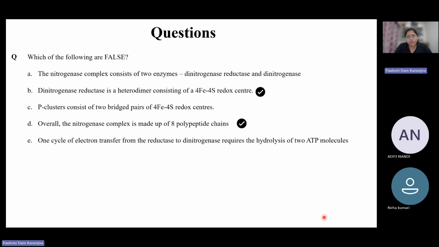Okay, the first one is true, as we have already established that the nitrogenase complex consists of two enzymes, dinitrogenase reductase and dinitrogenase. That is correct. Now, B says dinitrogenase reductase is a heterodimer consisting of 4Fe, 4S redox center. When you look into the notes, you will see a line saying the dinitrogenase reductase, that is what the question is about. The dinitrogenase reductase is a dimer of two identical subunits.